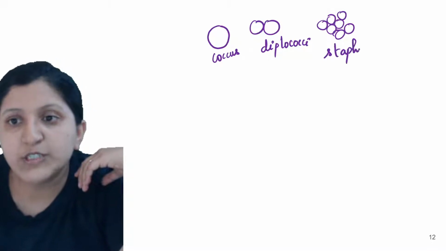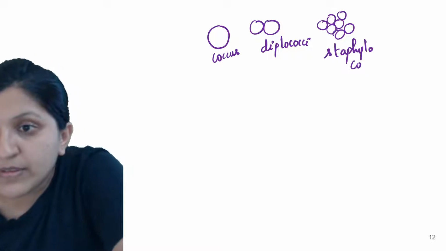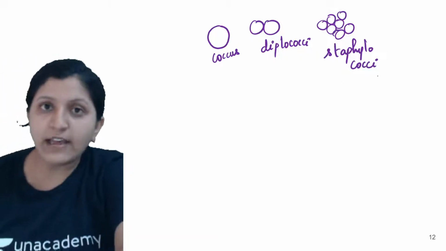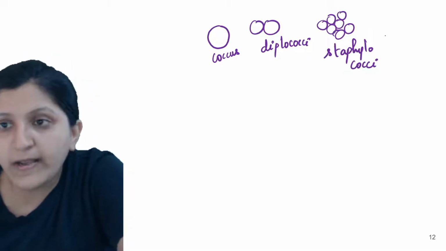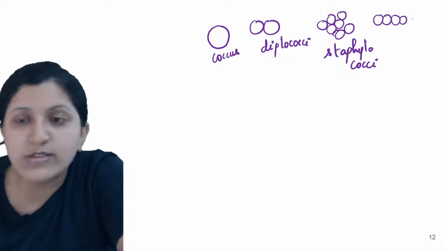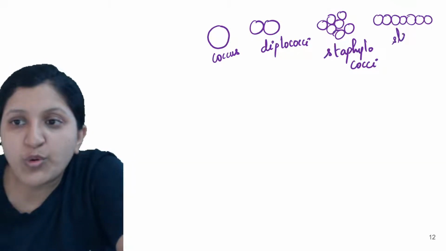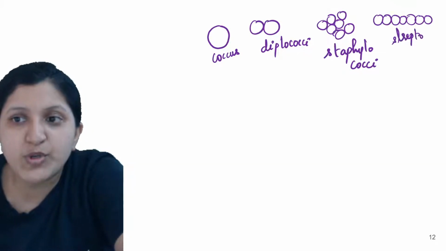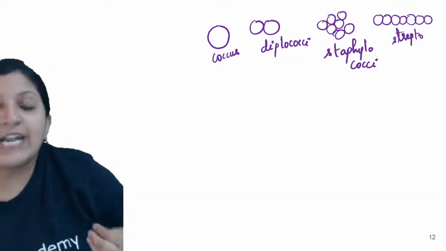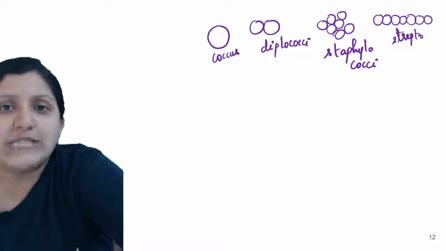Okay, so this is what? This is a staphylococci. And the other one, you can find a chain. So it's a chain arrangement of cocci that you can see. This chain arrangement is basically a streptococci. So this is a streptococci. Depending on how the arrangement of these bacteria is done, a specific name is given.